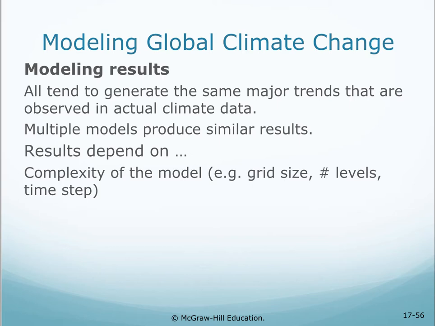The modeling results. All models tend to generate the same major trends that are observed in actual climate data. Multiple models produce similar results. The results depend on the complexity of the model, for example, the grid size, the number of levels, and the time step.